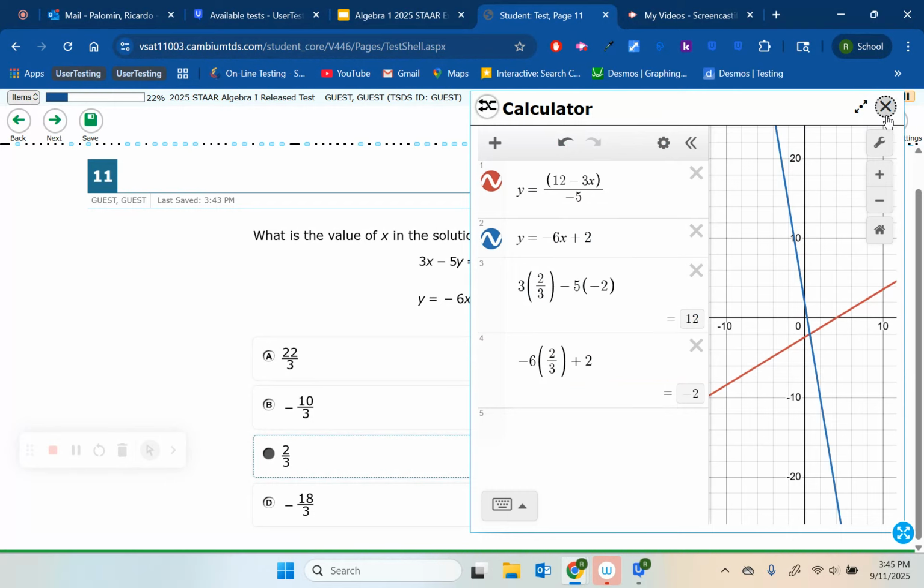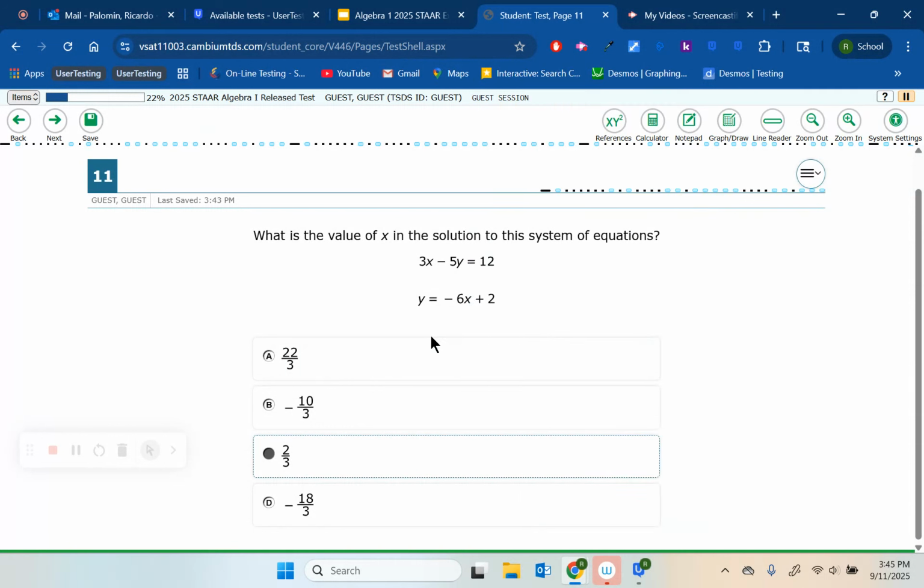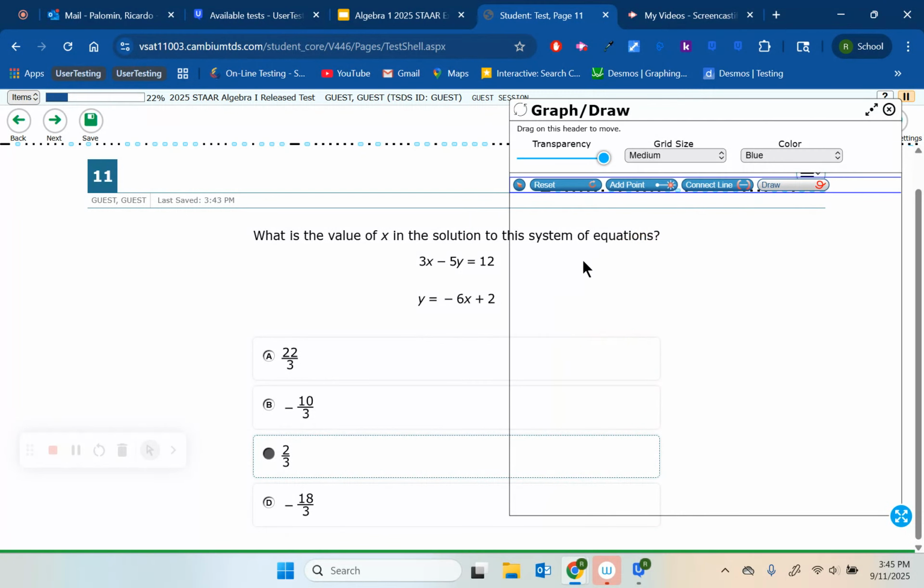The other way to do the same problem is to plug in the y for this y here and literally solve for x. That would look like this. You would go 3x minus 5 parentheses, whatever this is, and it goes in here, -6x plus 2 equal to 12. You use your calculator, you solve for this, whichever way you've learned how on your calculator, and you're going to get x equals 2/3.